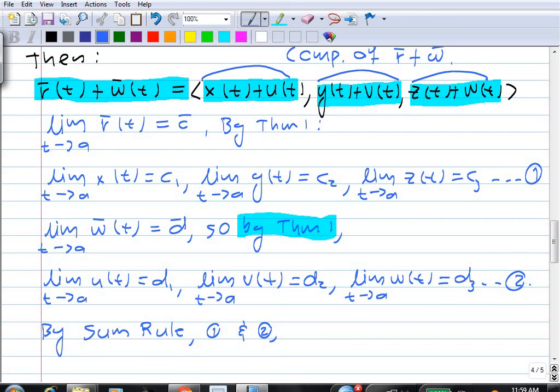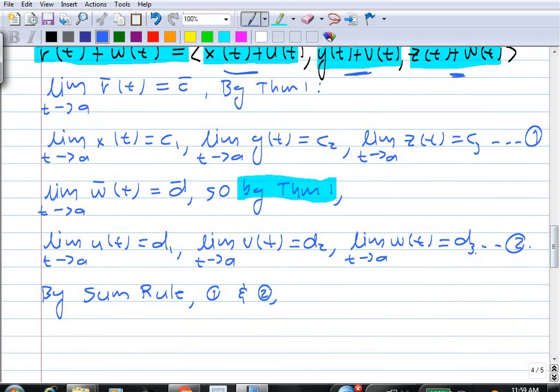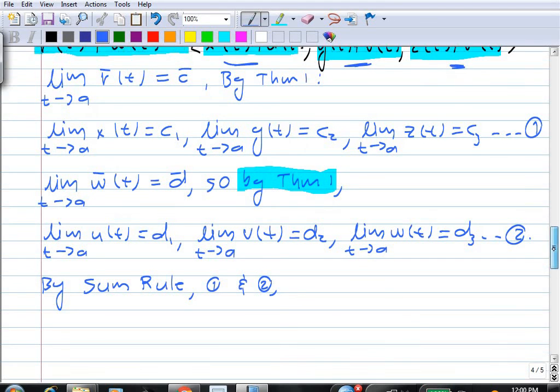Now we need to somehow get to the components of r plus w. And this is where the sum rule for scalar functions comes in, so for functions from R to R. 1 tells us that the scalar functions x, y, z have limits c1, c2, and c3 respectively, and 2 tells us that the scalar functions u, v, and w have limits d1, d2, and d3. So we can apply the sum rule for limits of R to R functions here. So by the sum rule and 1 and 2, we have the following.